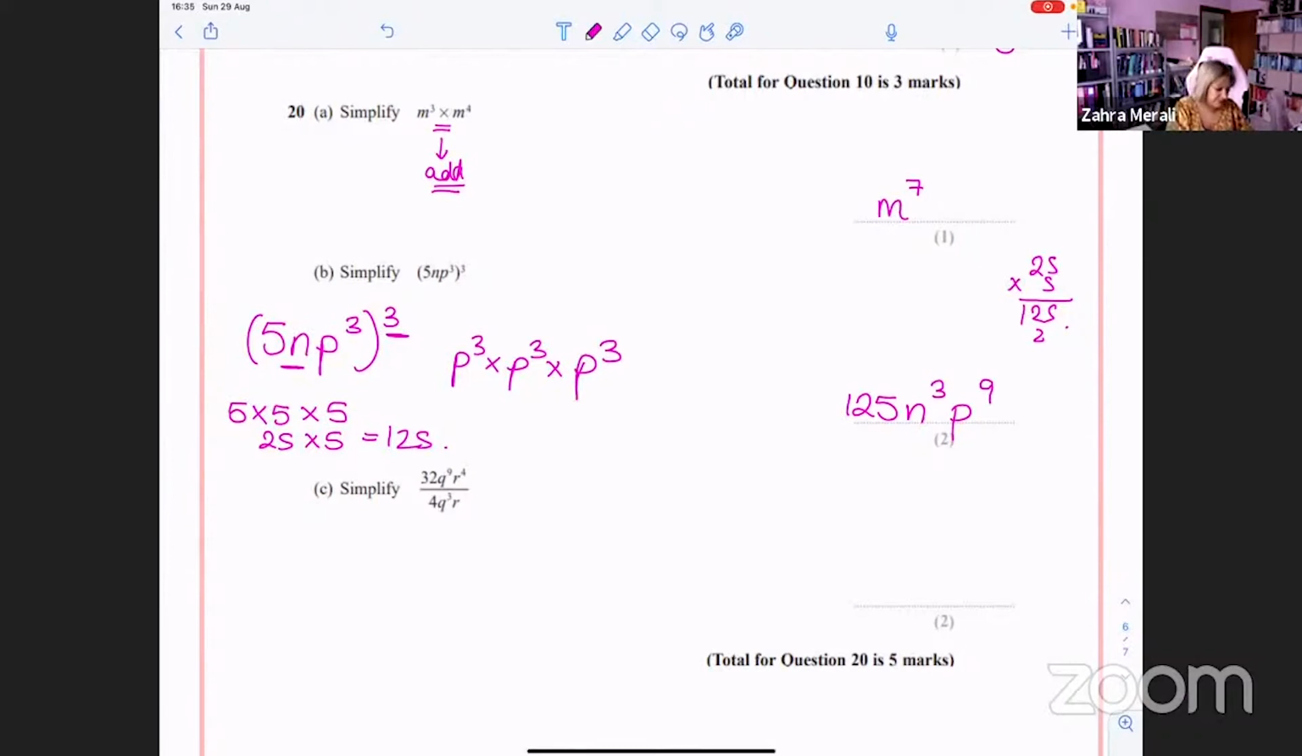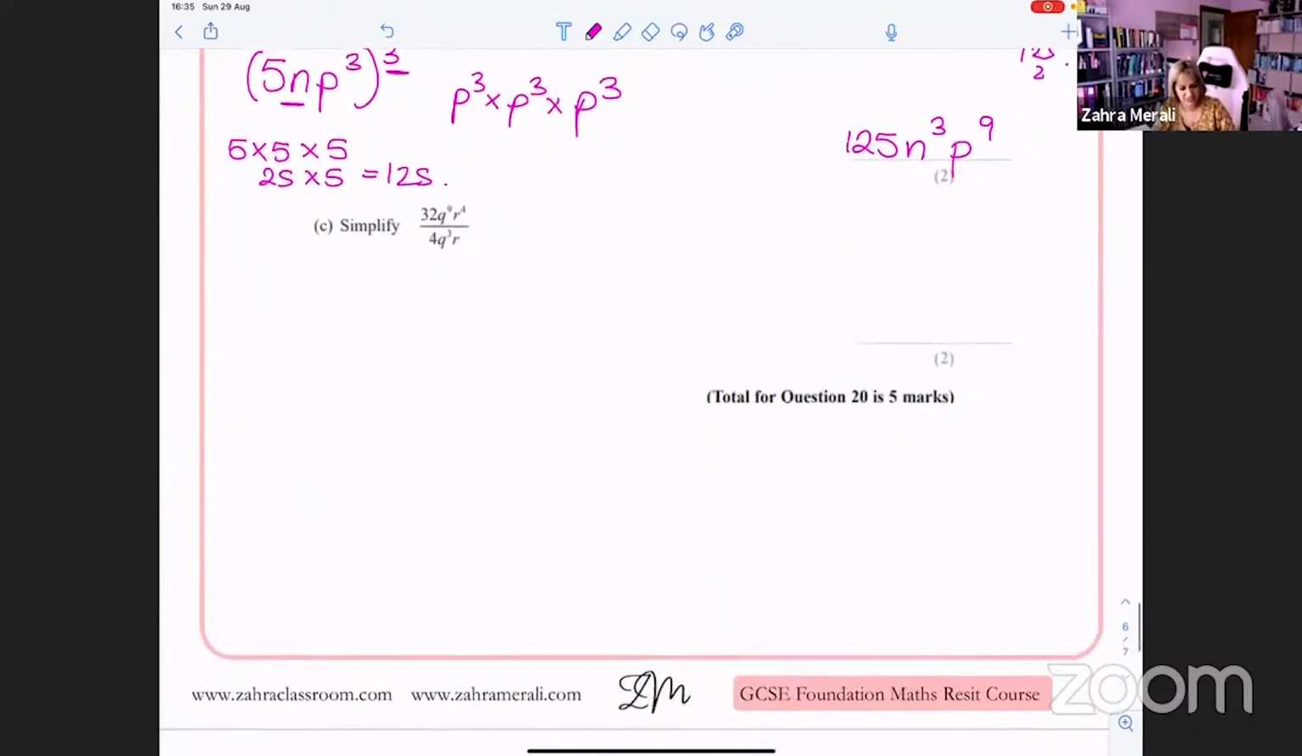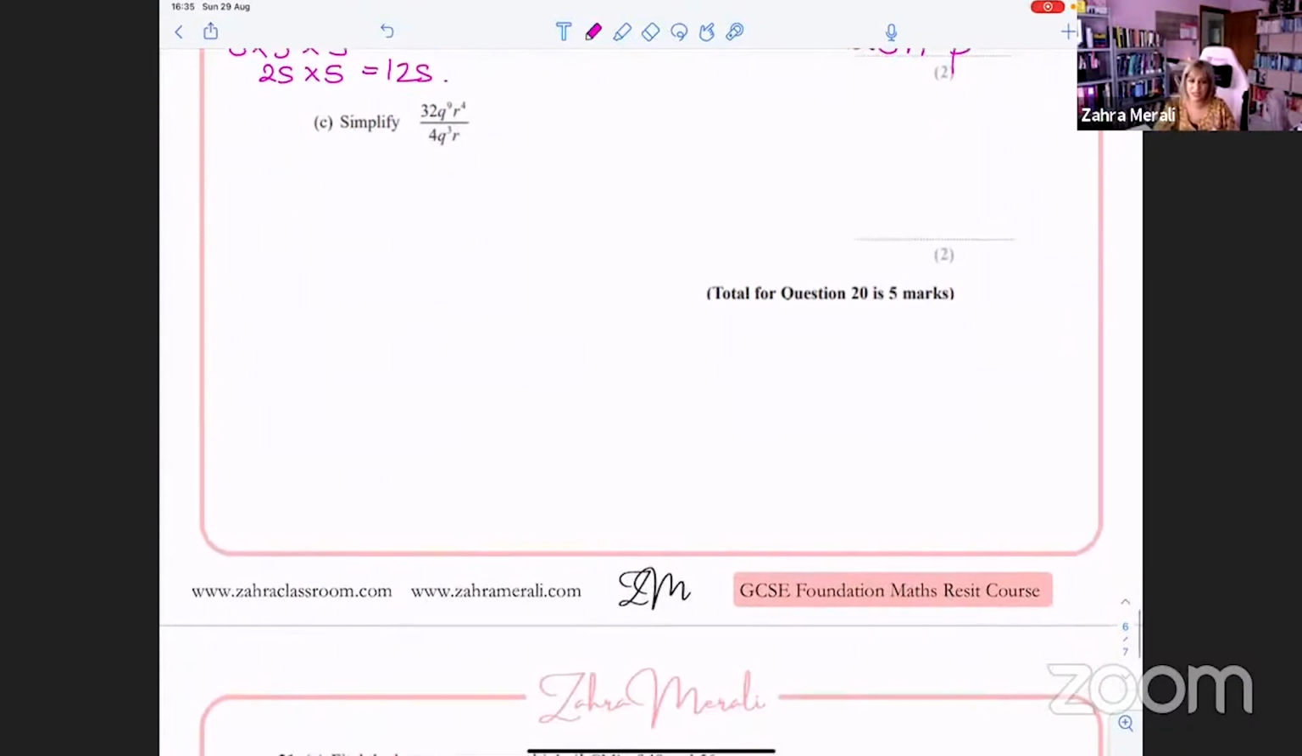Right, next one. It says simplify, and that looks disgusting, but we're going to break it down. It's not actually that horrible. They're actually quite nice to do. Okay, so we've got 32. Just take the numbers on their own. You're going to do 32 divided by 4. So what is 32 divided by 4? So that's going to give me 8.